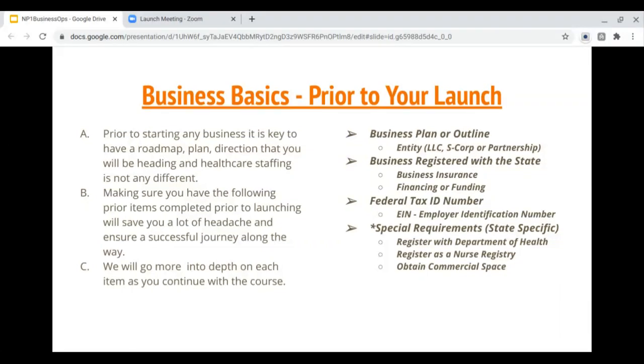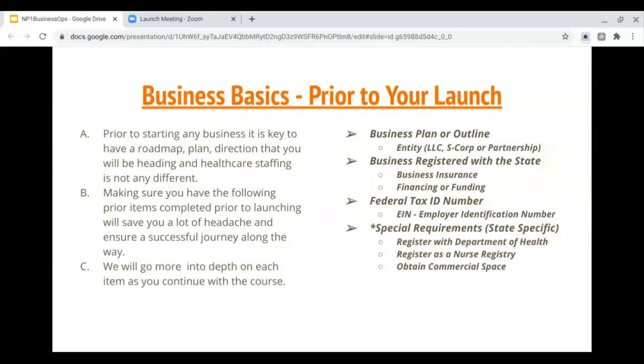As well, the second part would include registering with the state. So for all businesses, you always have to register with the state to make sure that it's a viable business. And typically that process is fairly seamless. I'll touch at the end on a few states where there's additional requirements, but for the most part, it's something that a lot of states allow you to do online, or complete with a one-page application process. We'll touch a little bit on financing and funding, which is important as well at this stage.